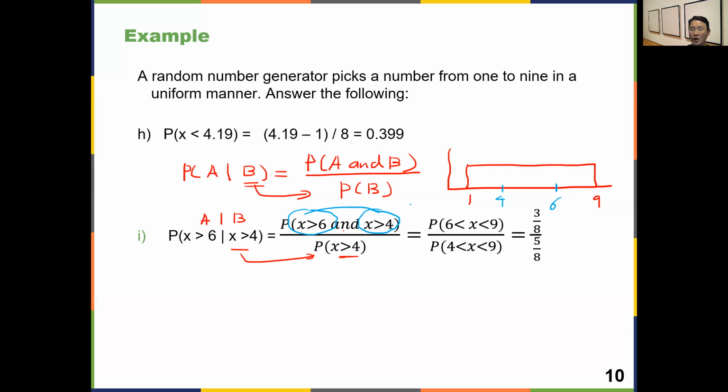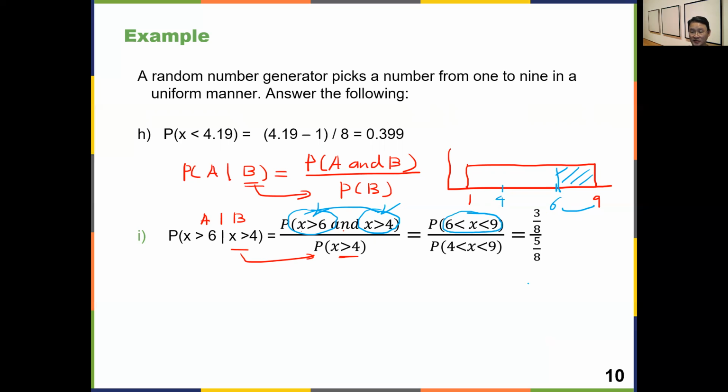So what area is satisfying x is bigger than 6 and x is bigger than 4 both at the same time? Well, this area, of course, right? X bigger than 4 would not satisfy x must be bigger than 6. But this area right here satisfies this A part and this B part as well. So the top is actually between 6 and 9. And that's what we have right here.